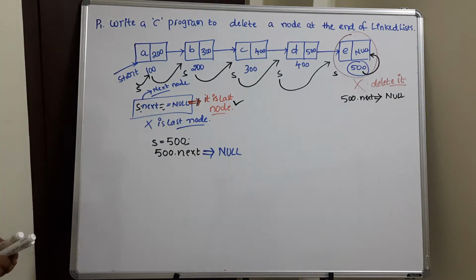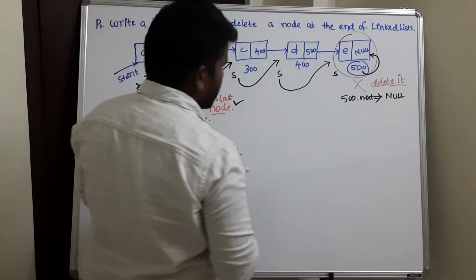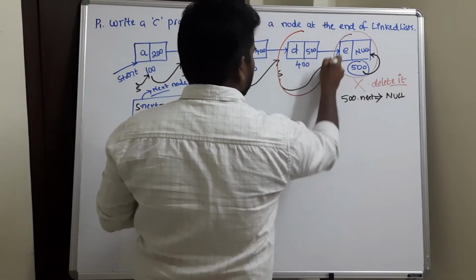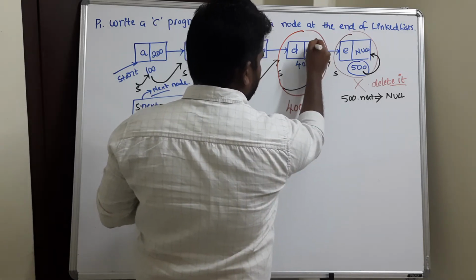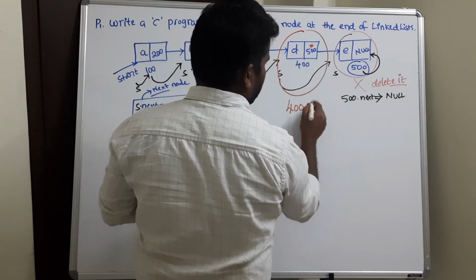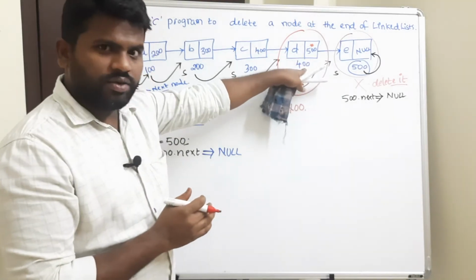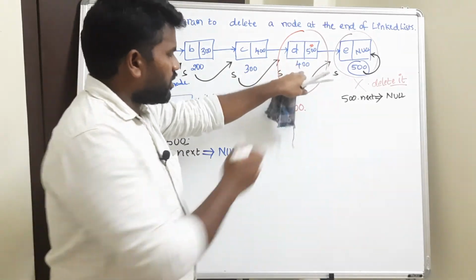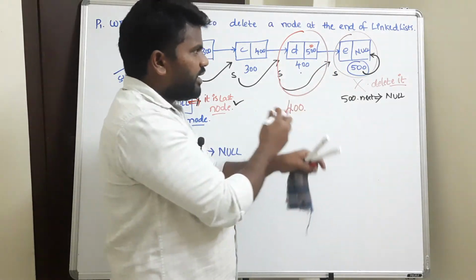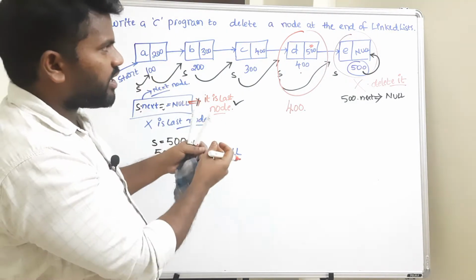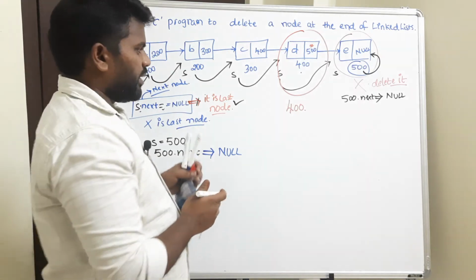We directly came here, but how can we delete? We need to make the next address of the node 400 null, right? In a linked list the last node's next value is always null in a single linked list. If it is a circular linked list, then it points somewhere. We'll discuss those things in the remaining concepts.